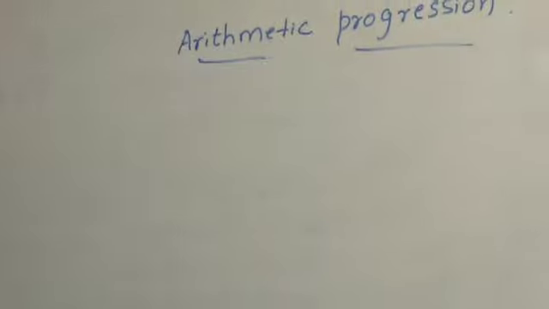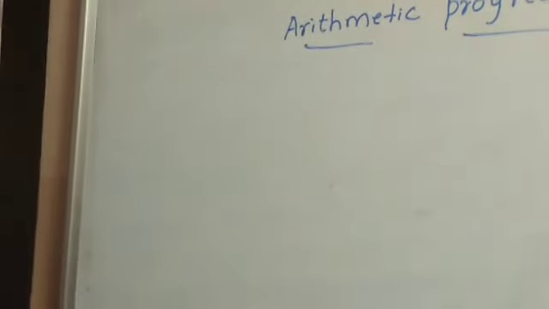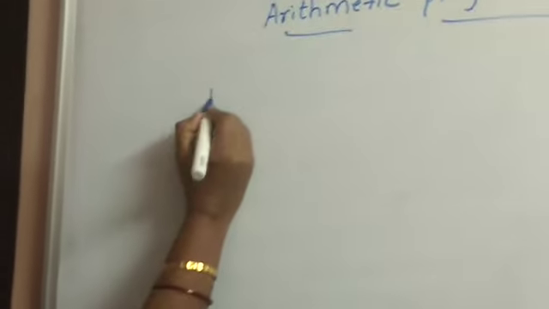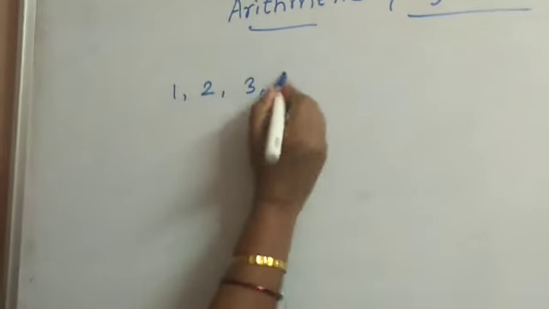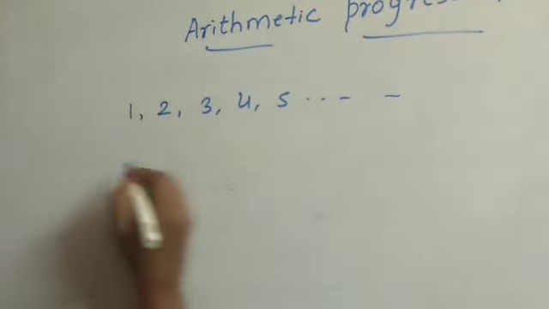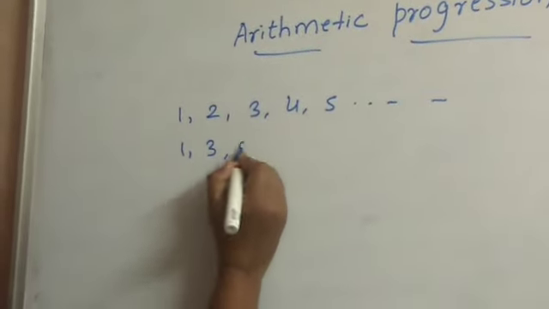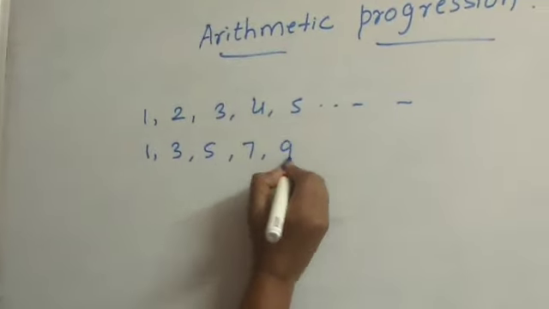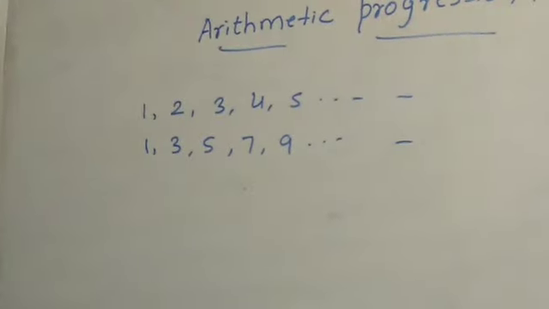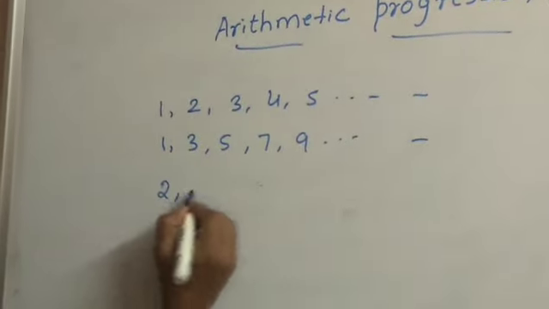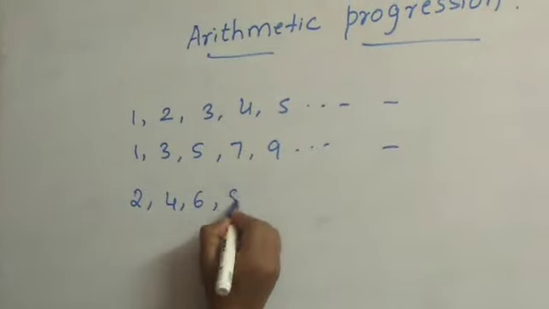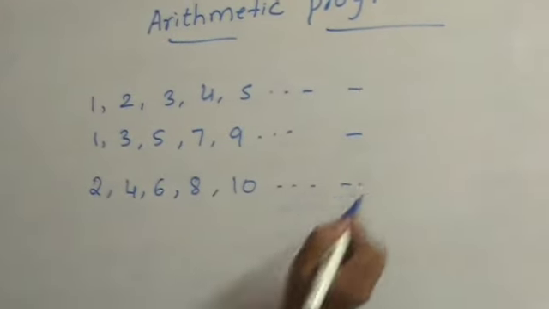Okay. Now, I will write some numbers. Tell me the counting of numbers: 1, 2, 3, 4, 5, and so on. Tell me the set of odd numbers: 1, 3, 5, 7, 9, and so on. Tell me the set of even numbers: 2, 4, 6, 8, 10, and so on.